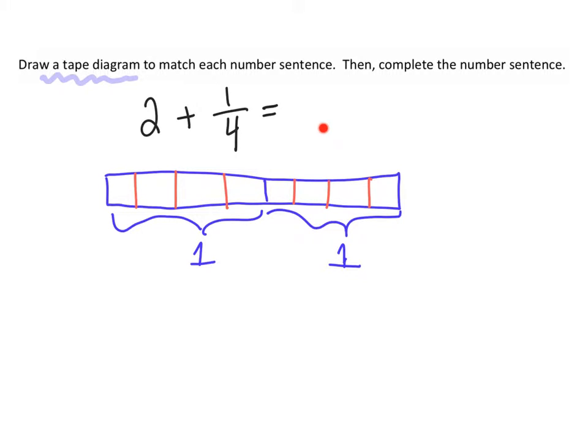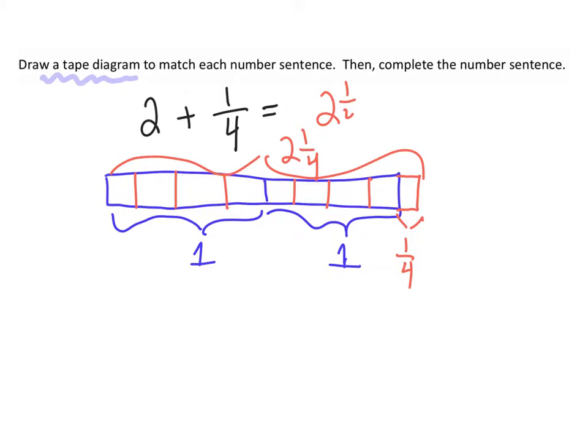But because we are adding another fourth here, we're going to add on at the same size that we have already cut these into, and we're going to add an additional box to represent that fourth. So now this right here is a fourth. So what do we have all together here? We have 2 wholes and a fourth. So now we can complete the number sentence. 2 plus 1/4 is 2 and 1/4.